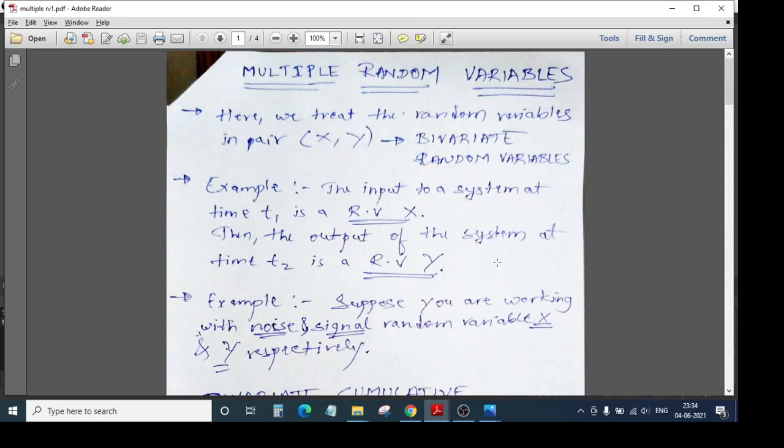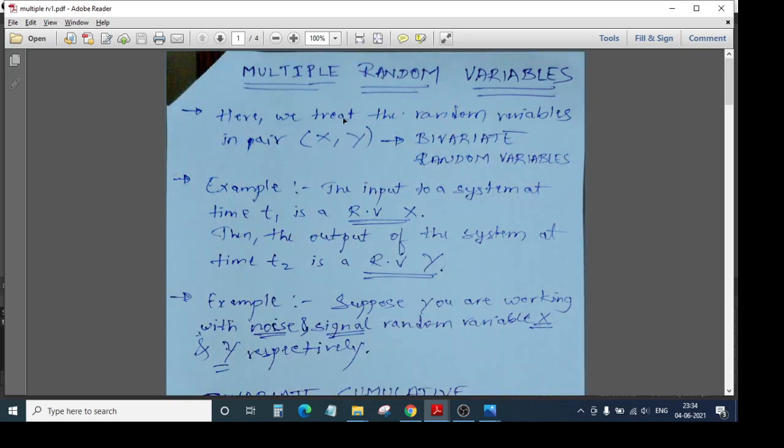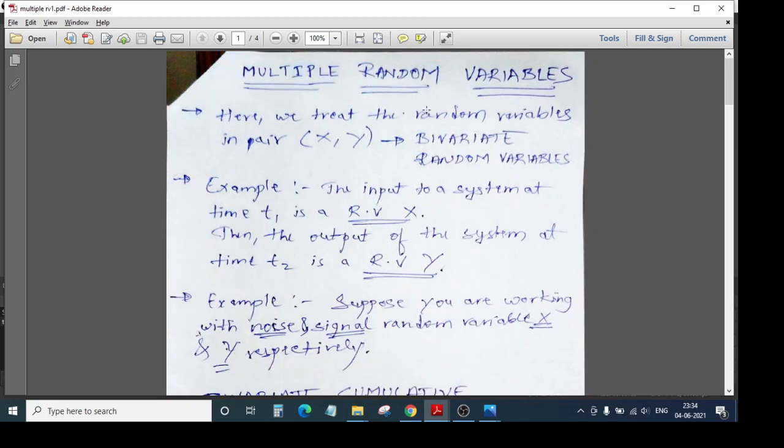So today we'll start with our new topic, which is called multiple random variables. We'll discuss multiple random variables. Till today we have discussed single random variables, and moving ahead with today's class, we'll try to discuss what these multiple random variables are.